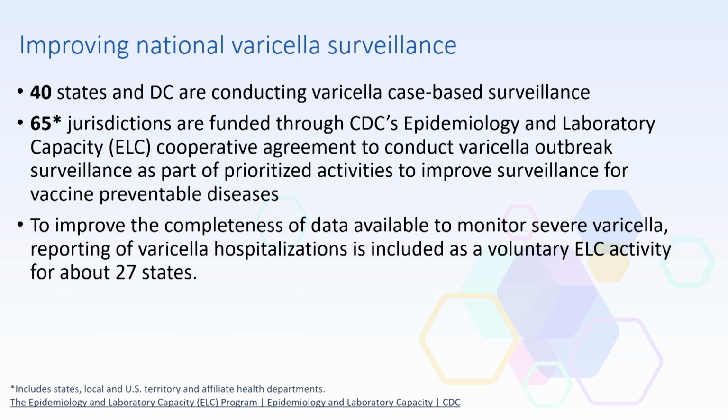With the reduction in the number of varicella cases, jurisdictions have increased opportunities for improving varicella surveillance. As of 2024, 40 states and DC are conducting varicella case-based surveillance. Also, 65 jurisdictions are funded through the Epidemiology and Laboratory Capacity, or ELC, cooperative agreement to conduct varicella outbreak surveillance as part of prioritized activities to improve surveillance for vaccine-preventable diseases. To improve the completeness of data available to monitor severe varicella, reporting of varicella hospitalizations is included as a voluntary ELC activity for about 27 jurisdictions.